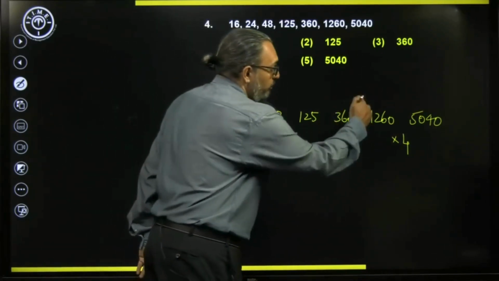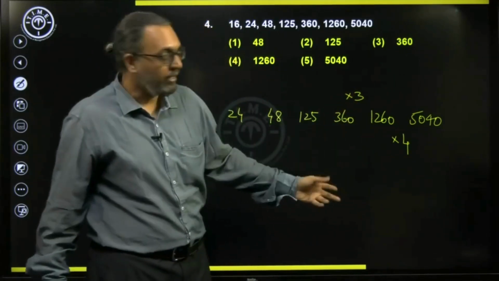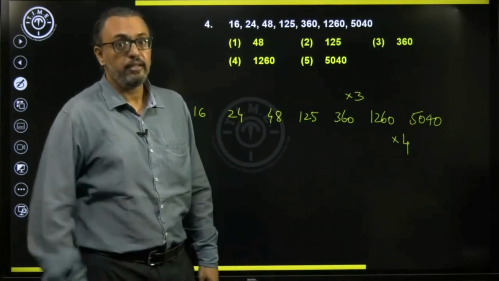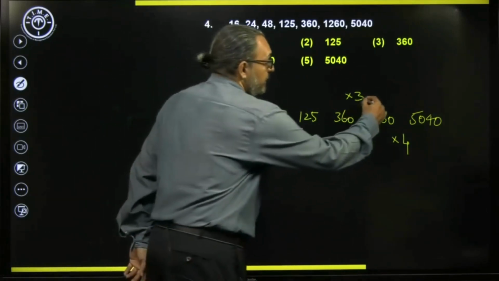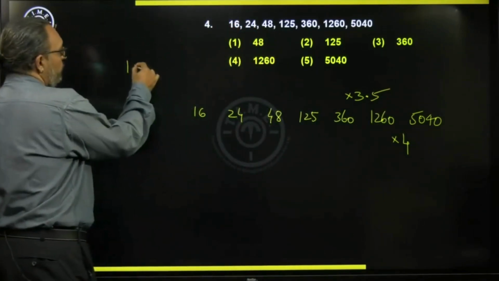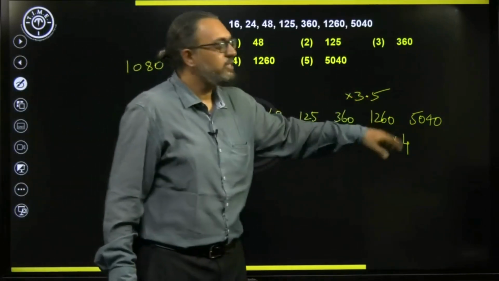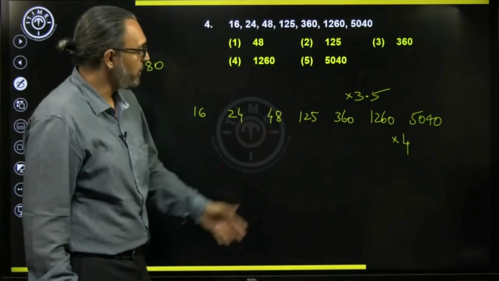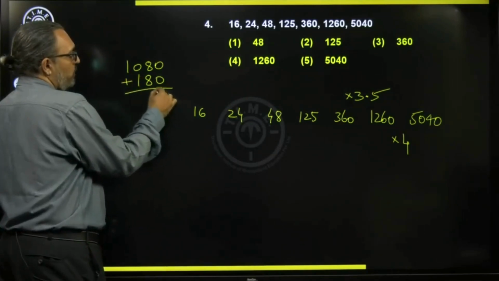Then what about here? Will into 3 work here? So we have 300 into 3 is 900, 60 into 3 is 180. 900 and 180 is only 1080. But that is not 1260, correct? So instead, can I take another 0.5 more? Because we know 360 into 3 is 1080 and 0.5 means half. Half of 360 is how much? When you take 360 by 2, it is 180. So add them. How much will I get?